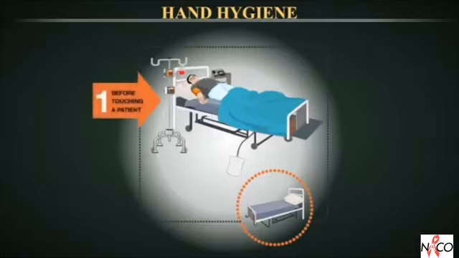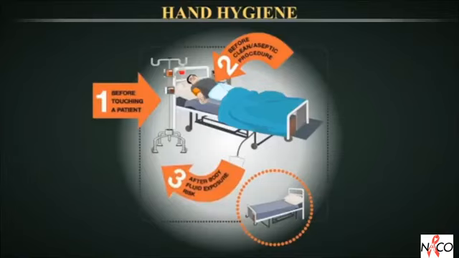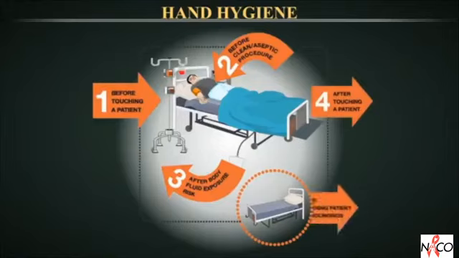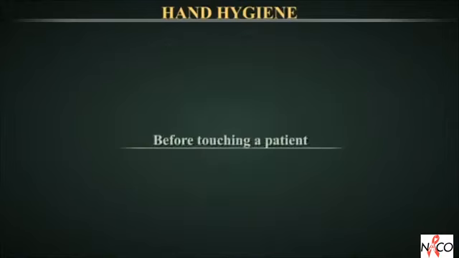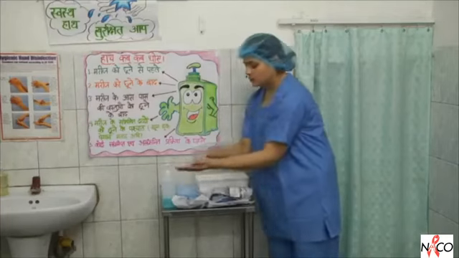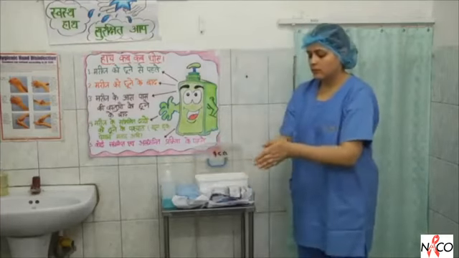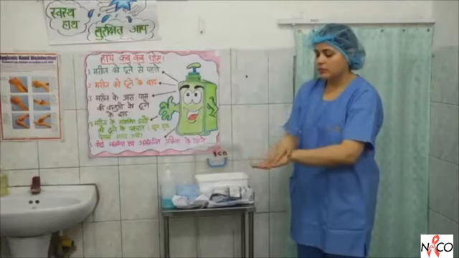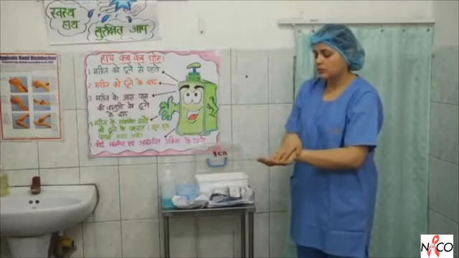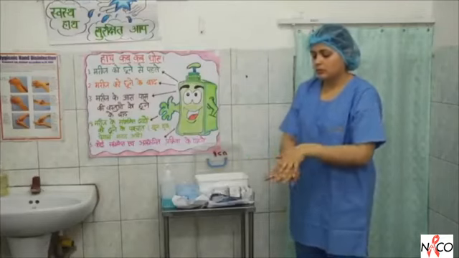1. Before touching a patient. 2. Before clean or aseptic procedure. 3. After body fluid exposure risk. 4. After touching a patient. And 5. After touching patient surroundings. Before touching a patient, why? To protect the patient against colonization and, in some cases, against exogenous infection by harmful germs carried on your hands. When? Clean your hands before touching a patient when approaching him or her.